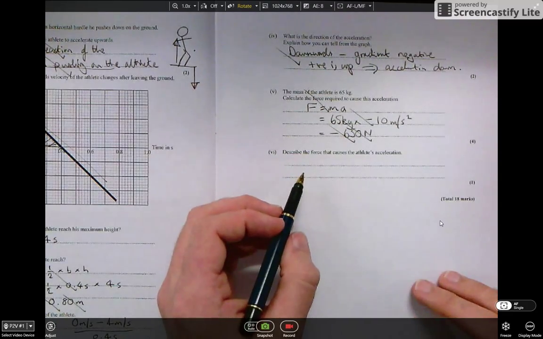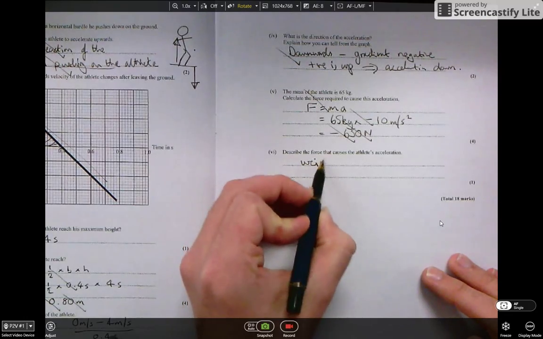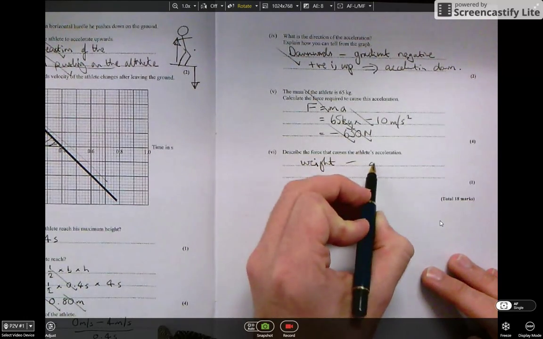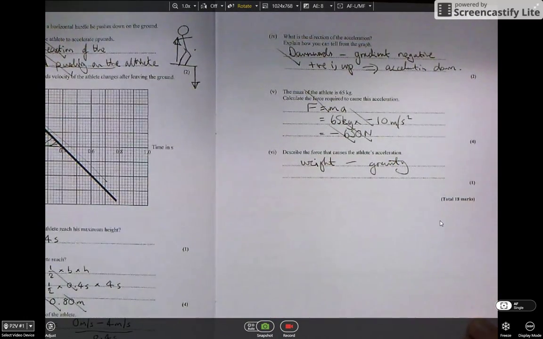What is the force that causes the athlete's acceleration? So what's the name given to that force? It's the weight force on the athlete, which of course is caused by gravity. So either of those answers, gravity or weight, would do for the mark.